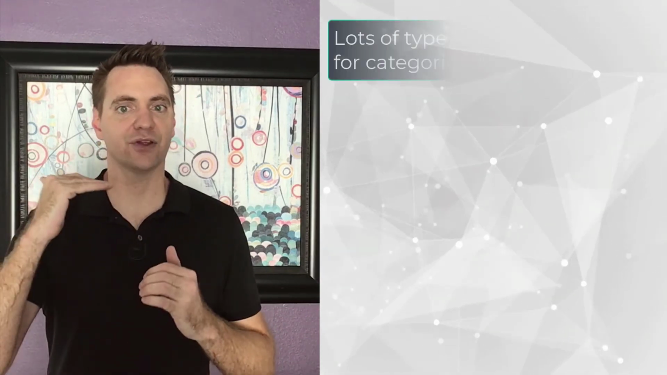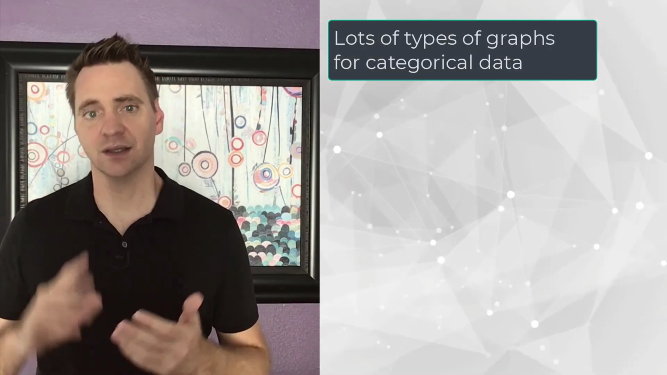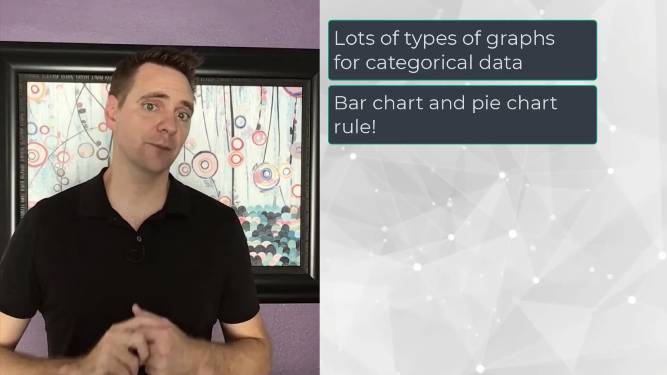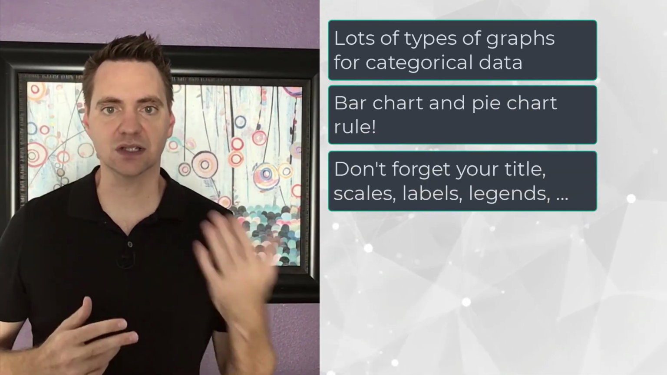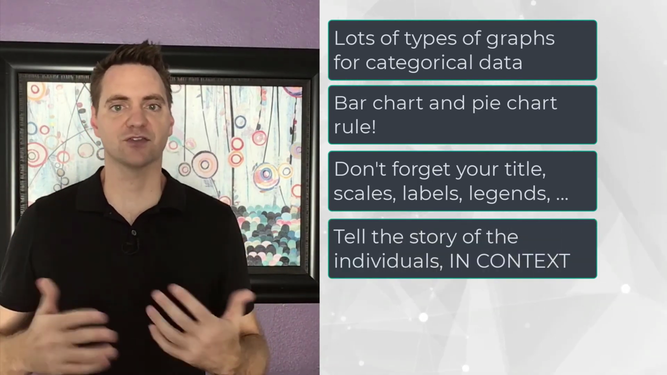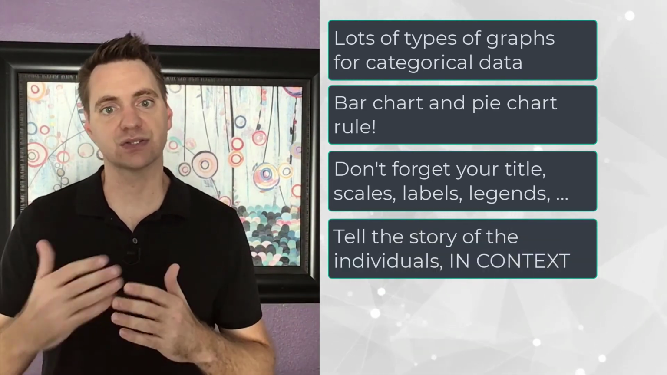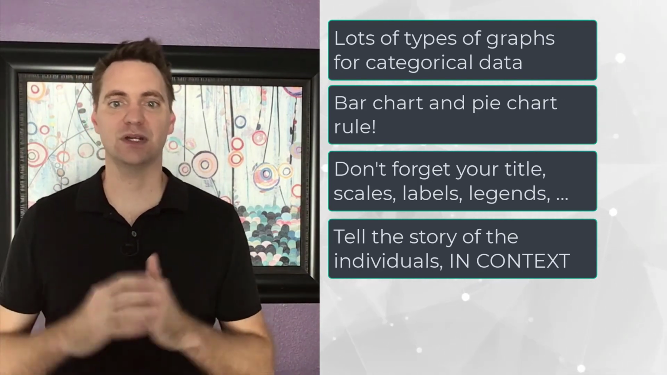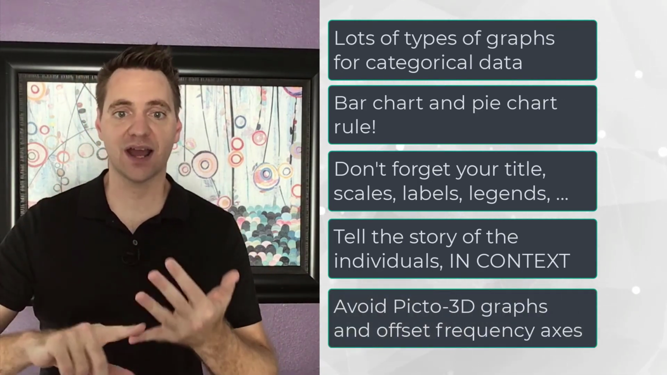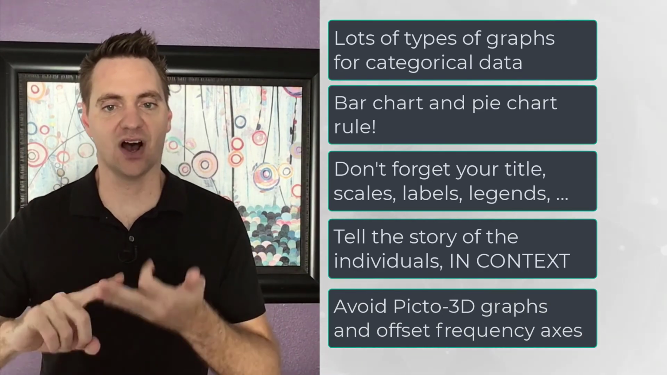All right, that's it for this lecture. Here we discussed how there are many ways to graph categorical data, but the bar chart and pie chart are most popular. We discussed the required elements were things like titles, scales, labels, and legends, and we described graphs by trying to tell the story of individuals portrayed in context. And we discussed what to avoid in pictographs, 3D graphs, and offset frequency axes.